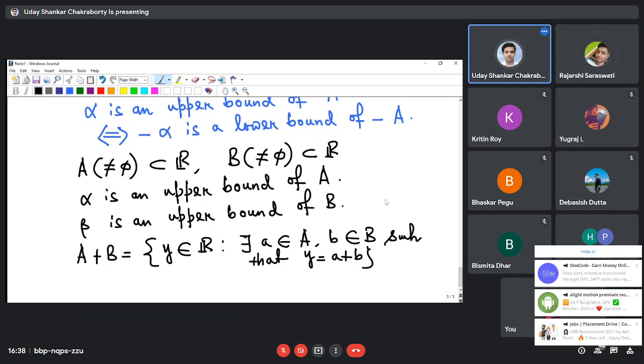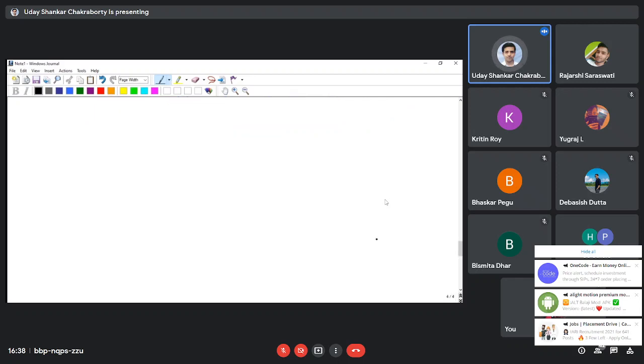Rajarshi? Yes, sir. So A plus B, is it bounded above? Yes, sir. Can you give me an upper bound? Alpha plus beta. Okay, very good. Please mute. So what Rajarshi has suggested: if alpha is an upper bound of A, beta is an upper bound of B, then alpha plus beta is an upper bound of A plus B.